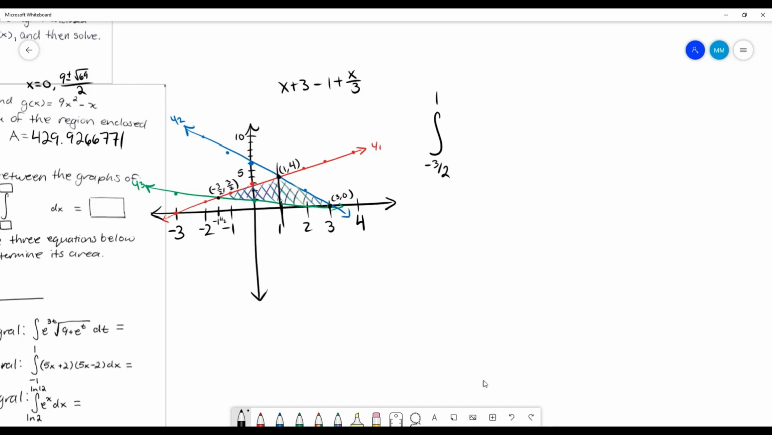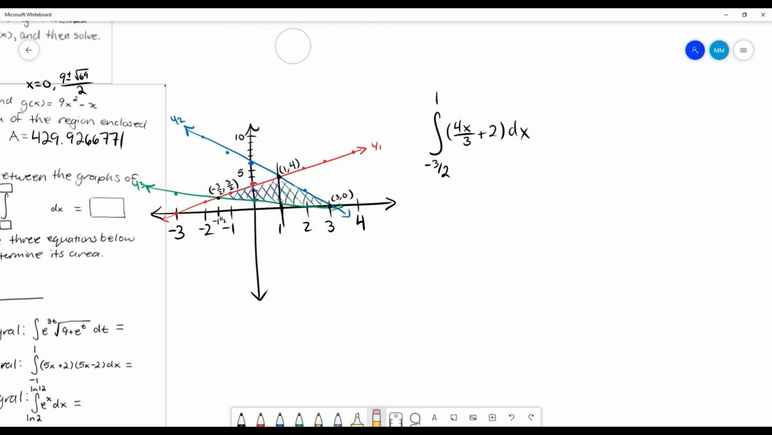So then let's combine like terms. That's going to be x plus x over 3 plus 2. And I can actually combine these. I just want a common denominator. So it's going to be 3x over 3 plus x over 3. So it's going to be 4x over 3 plus 2. That is the first integral.